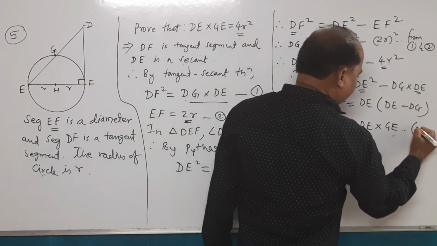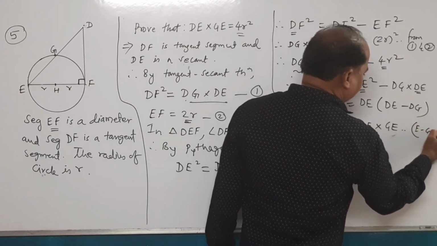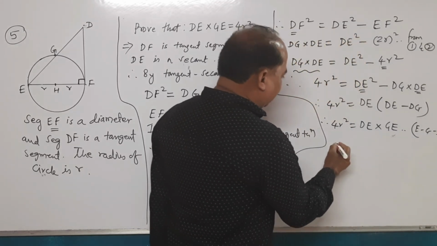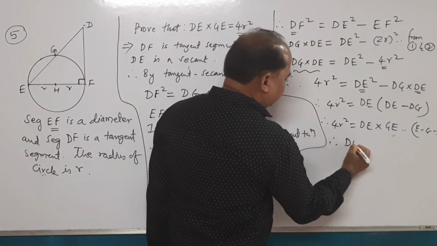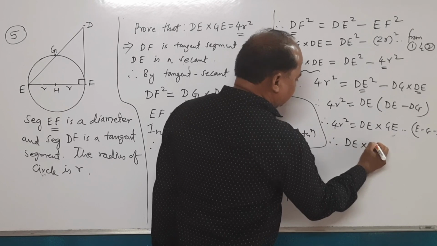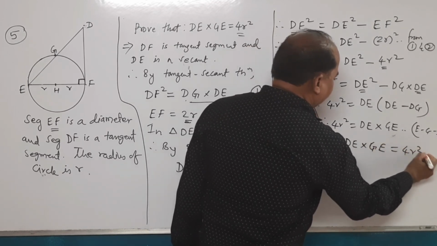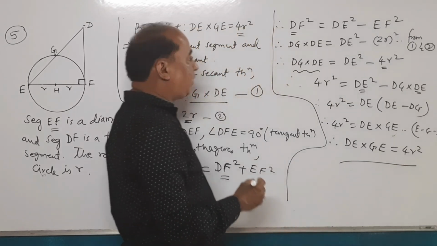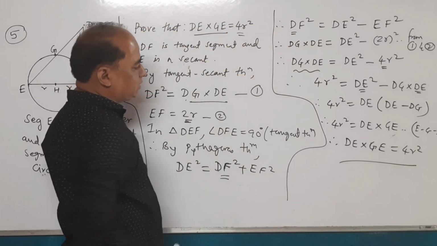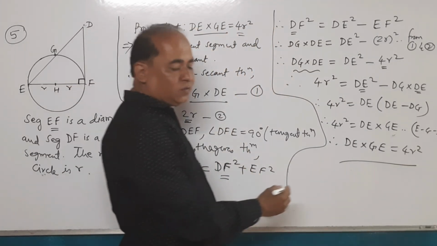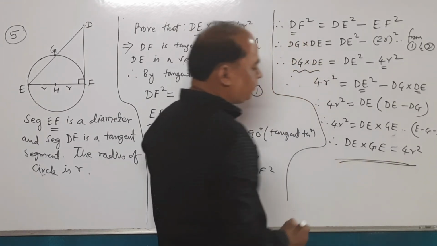The reason is the betweenness D, G, E. Therefore, DE into GE is equal to, changing the sides as required, 4R square. Hence we have proved it.